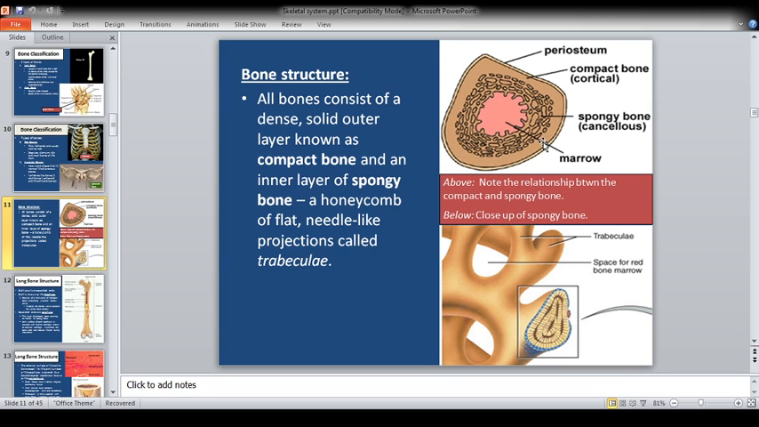This spongy tissue is a honeycomb of flat needle-like projections which are known as trabeculae. These are trabeculae which are present in here. Here you can see the trabeculae, a honeycomb-like structure. Then there is the space for the bone marrow.